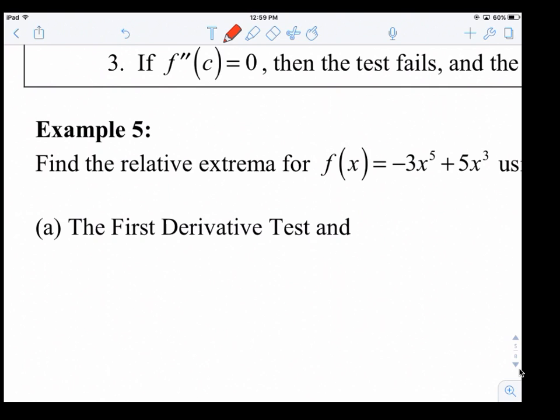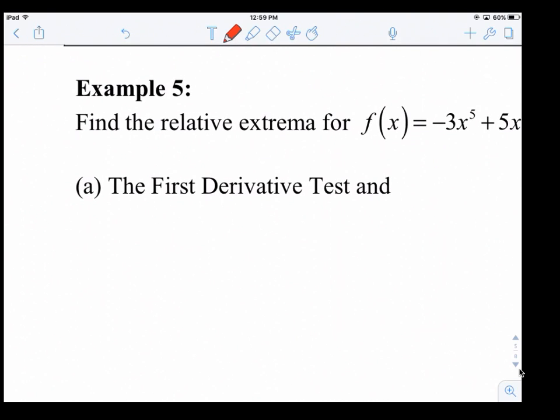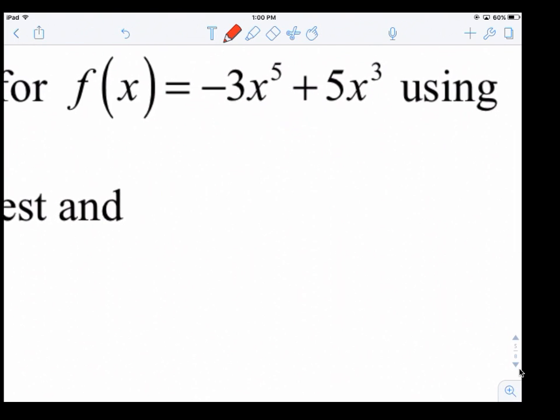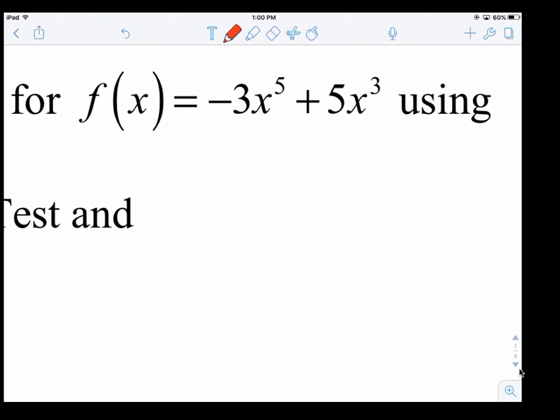All right, so you have negative 3x to the 5th plus 5x cubed. Figure out the relative extrema for that function using the first derivative test and then the second derivative test. We're going to come up with the extrema and then confirm it with the second derivative.